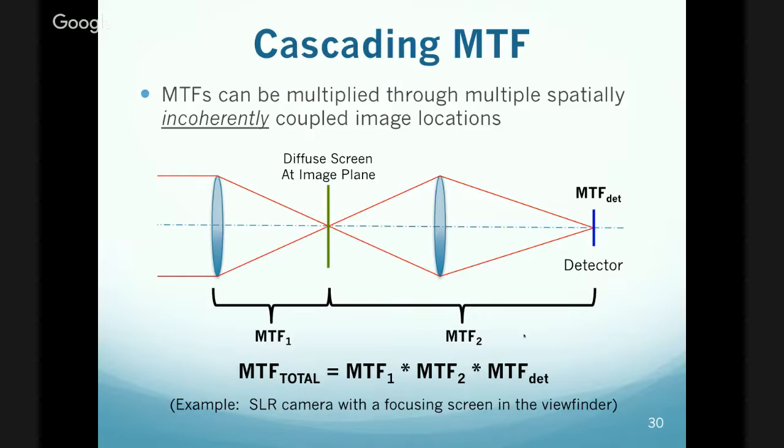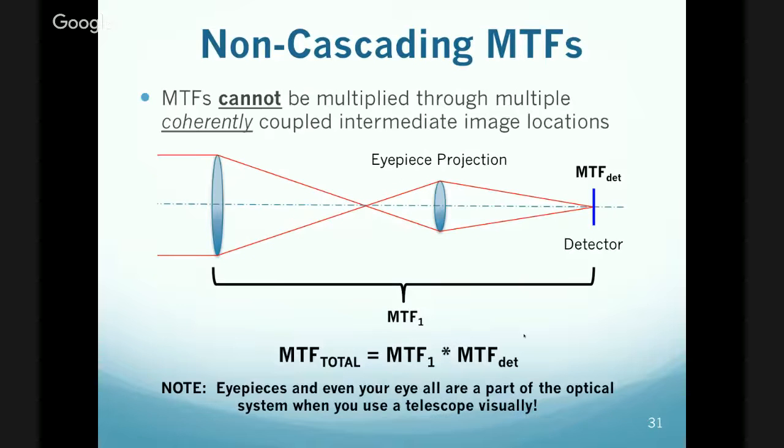You could measure the MTF of the imaging lens and just multiply them together. You can't do that in every case, though. You've got to be careful. If the multiple systems are coherently coupled, in other words, there's not a diffuse screen in between things, you can't do that. And so you have to calculate the MTF for the whole thing.